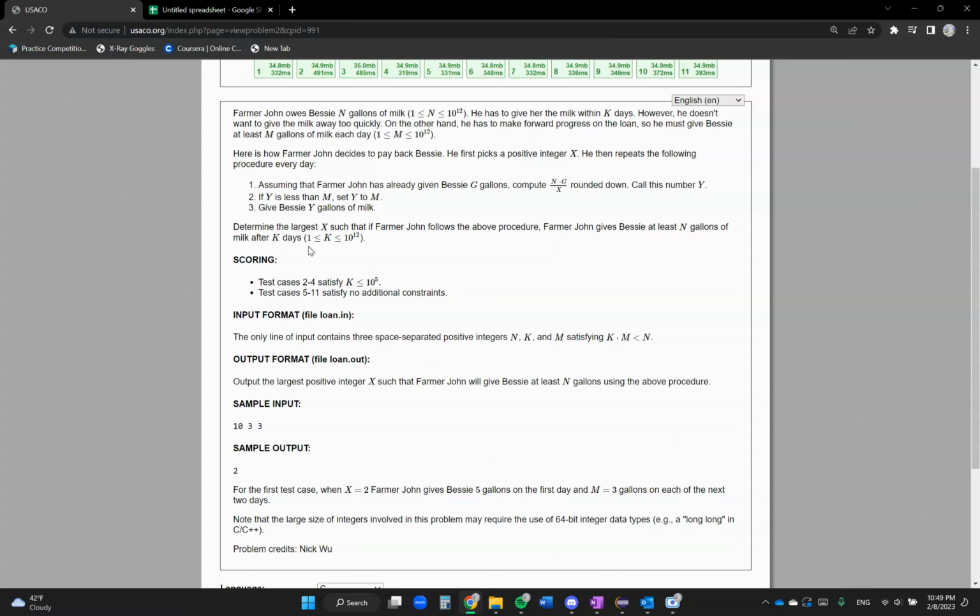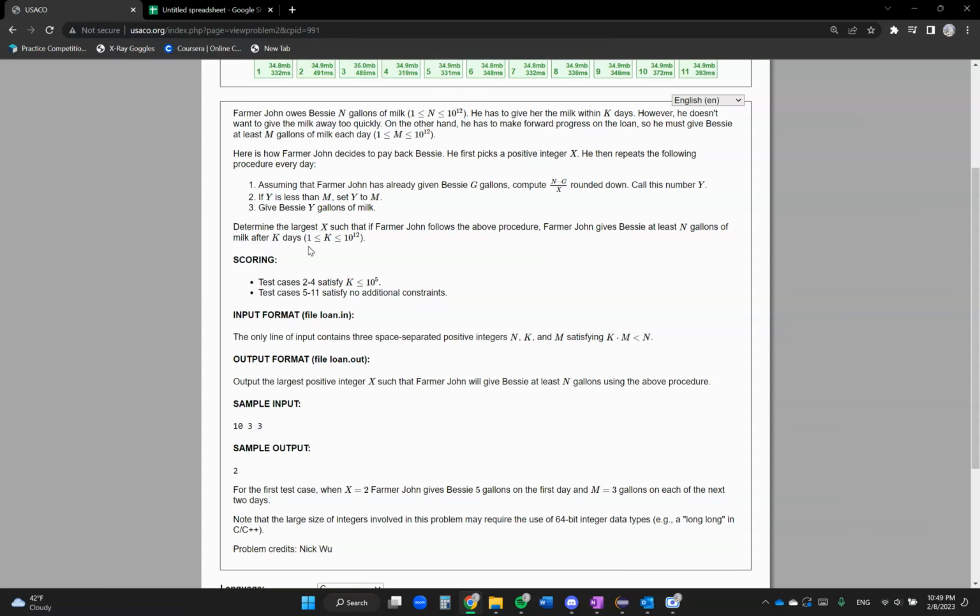how do I check how many days and how many gallons it takes for Farmer John to give a certain amount of milk to Bessie, given an integer x? Well, this is kind of difficult to explain, so for now I'm going to write it down in code. First I'm going to write down the binary search algorithm, and then we can work on the check together.